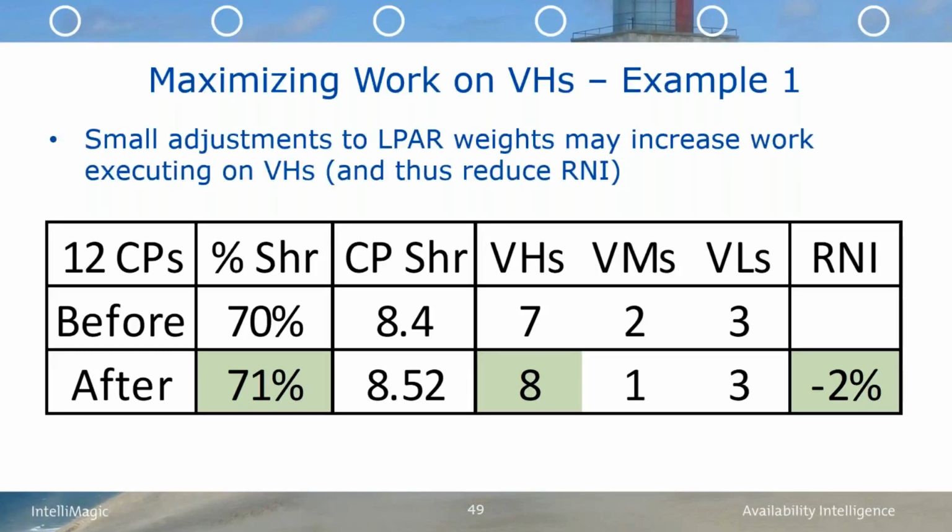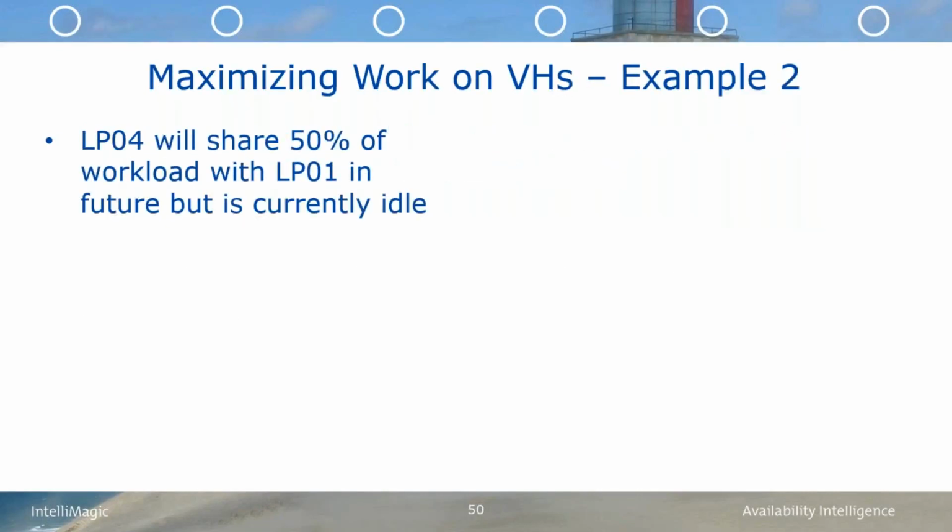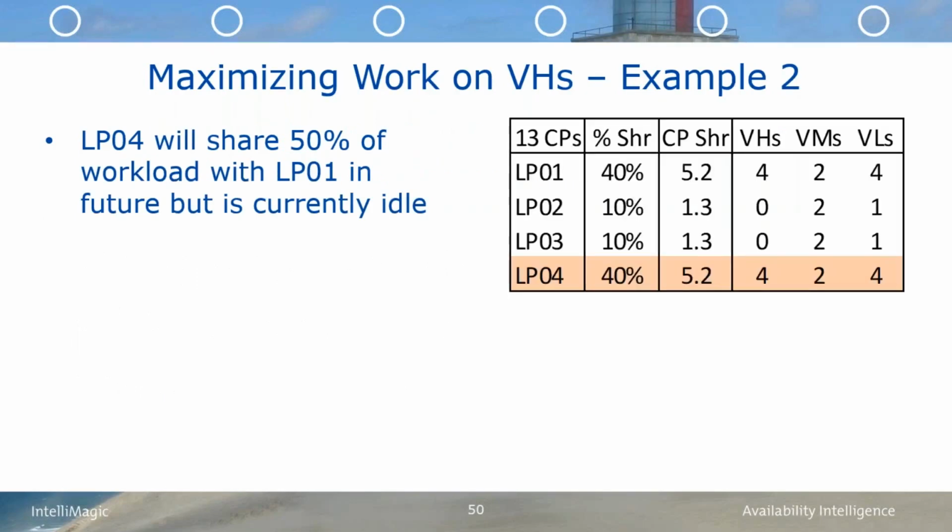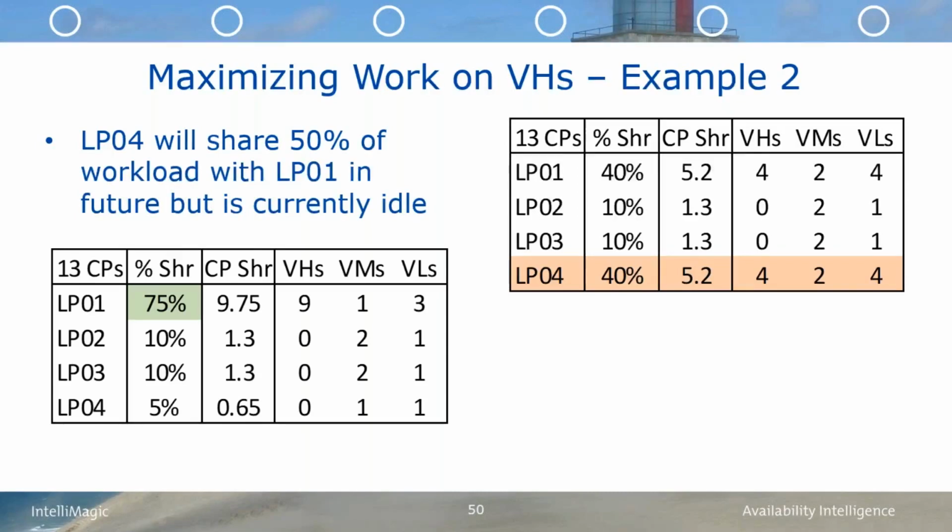Benefits from tuning LPAR weights typically produce single-digit percentage improvements, as in this case, but there can be larger opportunities. In this example, planning for a configuration change was underway, a change to split the primary production workload across 2 systems. So to prepare for this change, which would go live in a few months, a new LPAR was defined and activated, LP04. Now the opportunity here is that the entire production workload was still executing on LP01, which now only had access to 4 vertical highs, so that a sizable workload was executing on vertical mediums and vertical lows.